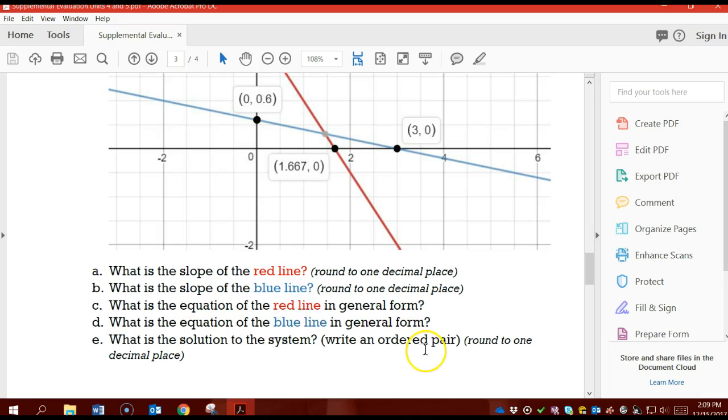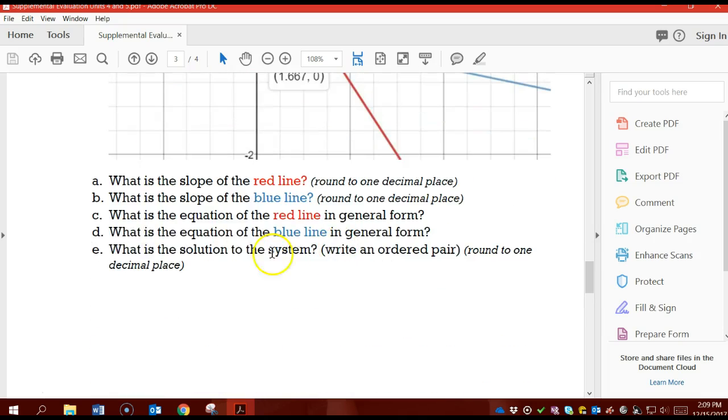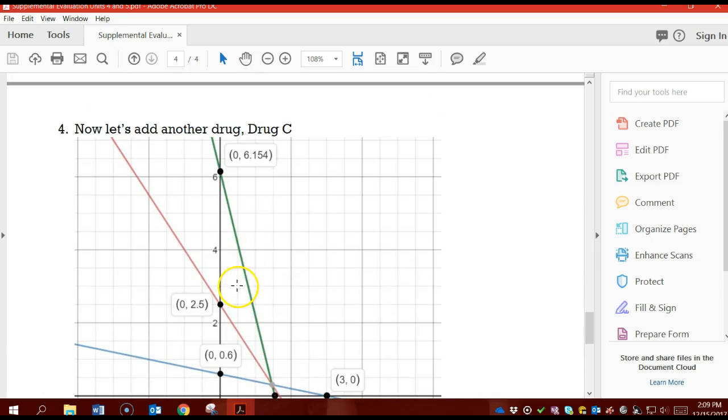Then I want you to come up with the solution to this system. So we have two equations, 2 variables. Solve them, and again, round everything to one decimal place as you go. The solution to this system is right there. It's that intersection point, okay? Again, there are a couple of different ways you can tackle that.